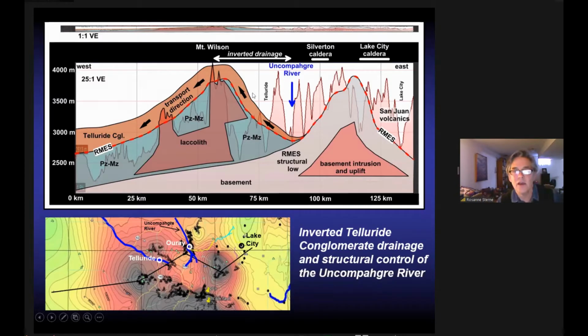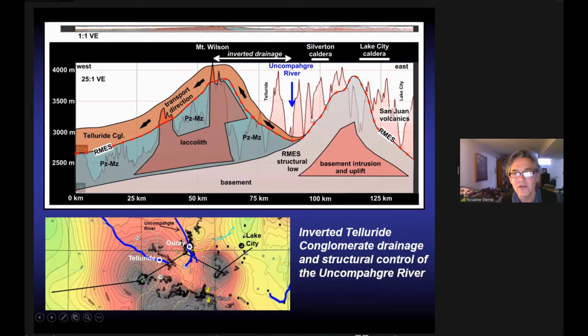So here we have a beautiful example of an inverted drainage. The Telluride conglomerate's been picked up over Mount Wilson and created this inverted drainage. Streams don't flow uphill. So we've nailed the fact that that is a structure or deformation of the Rocky Mountain Erosion Surface, not original topography.